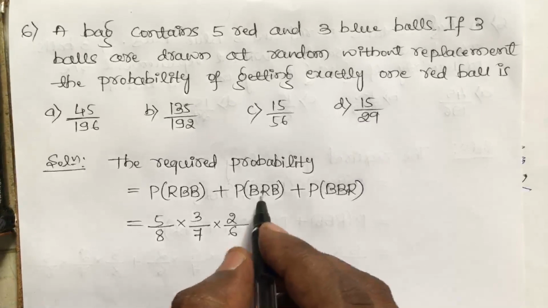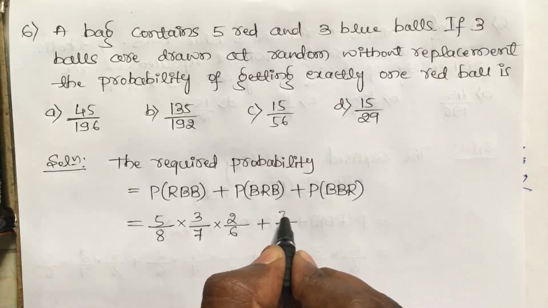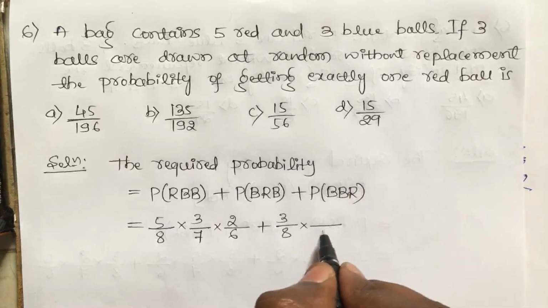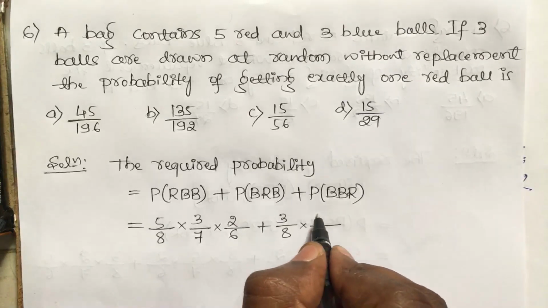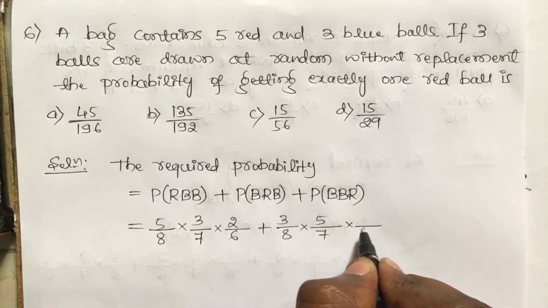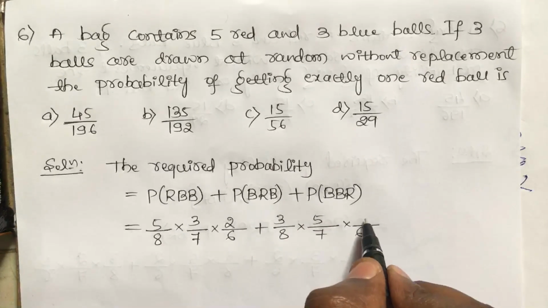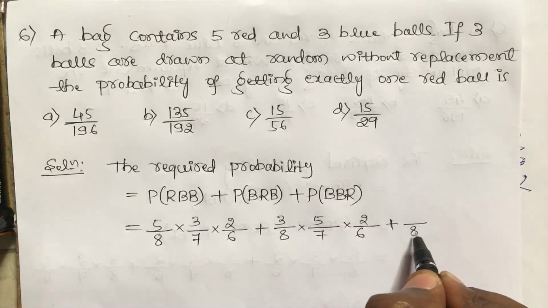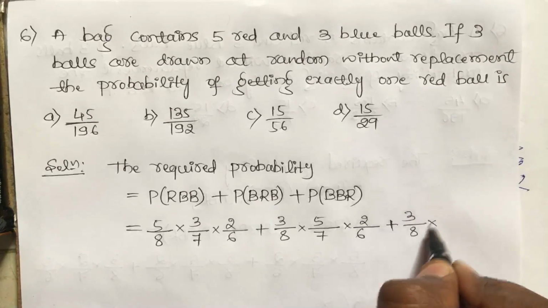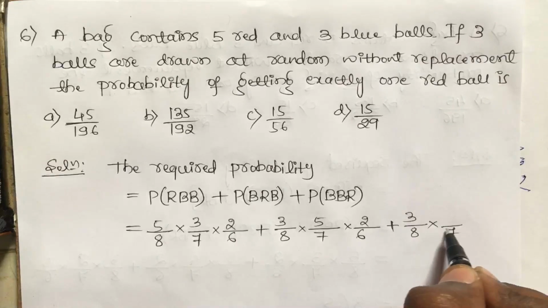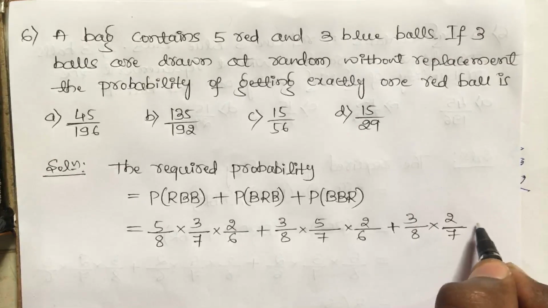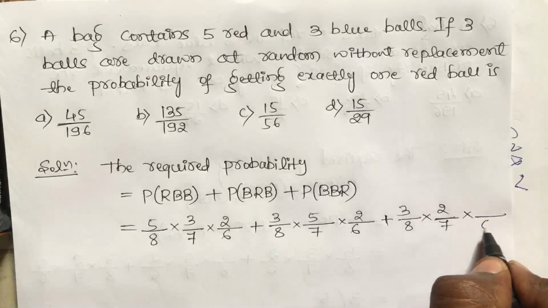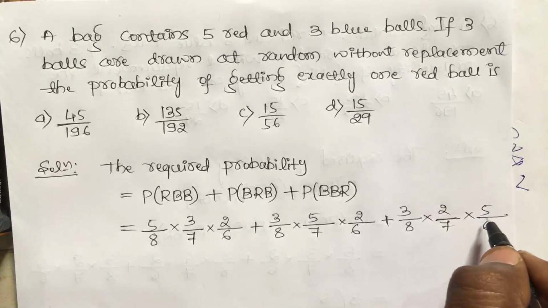Plus P of B, overall 8 balls and then we have three blue balls. Then in the second draw there will be seven balls, and then it is five red balls. Then the third draw we have six balls, from that we have to pick a blue ball, that is 2 by 6, plus. Now it is P of B, so overall 8 balls. P of B means it is 3 by 8 into again blue ball, so overall there are 7 balls now, and then it is 2. Then now we have to pick a red ball at the end, that means we have 6 balls, from that we have 5 red balls.